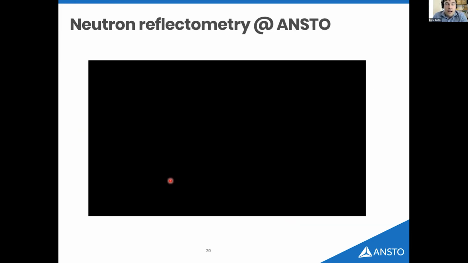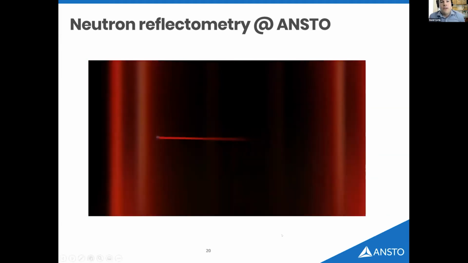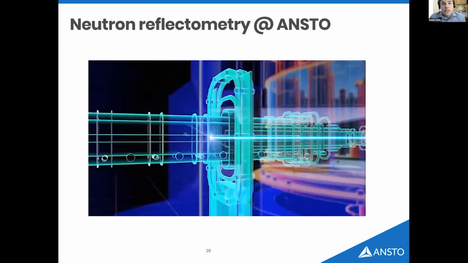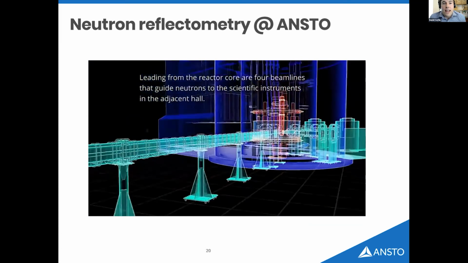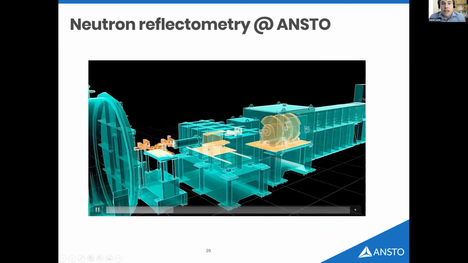Okay, so this is a more descriptive and to scale picture of the whole thing. Let's see if I can get it to play. All right, so the neutrons come from the main reactor and they travel down a long guide towards our instrument. And this guide is tens of meters long, and it travels towards the Platypus.